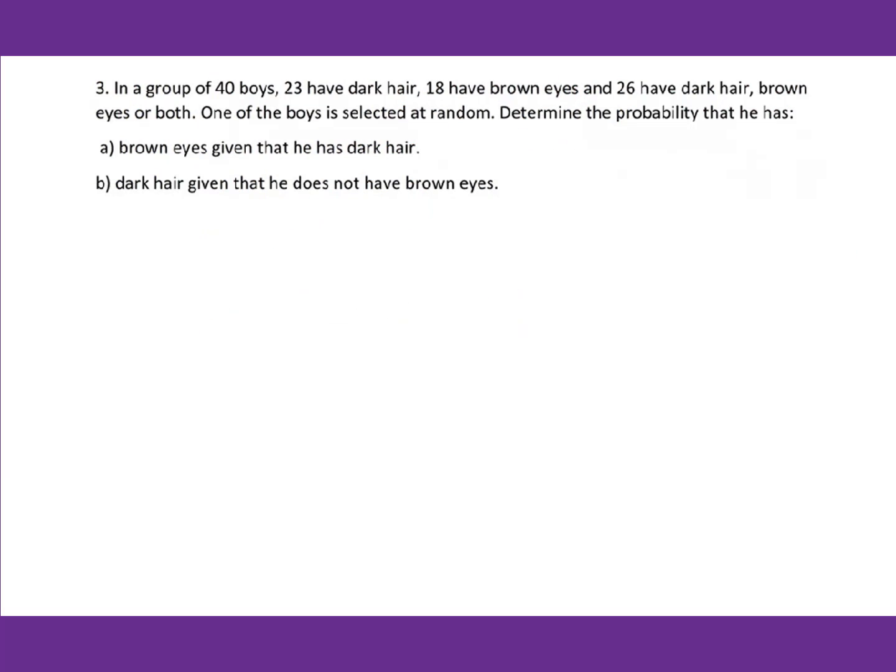Now let's go to number 3. In a group of 40 boys, 23 have dark hair, 18 have brown eyes, and 24 have dark hair, brown eyes, or both. One of the boys is selected at random. Determine the probability that he has brown eyes given that he has dark hair. Dark hair given that he doesn't have brown eyes. We use the Venn diagram to solve this.